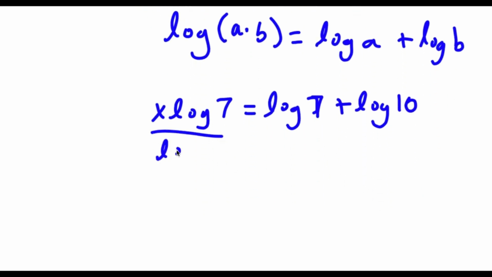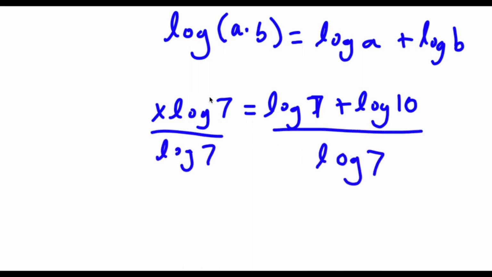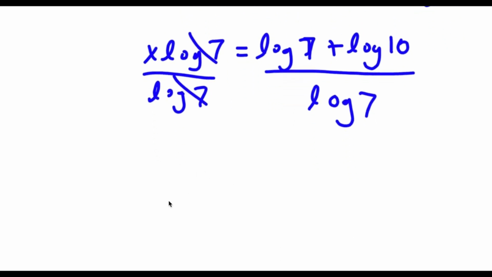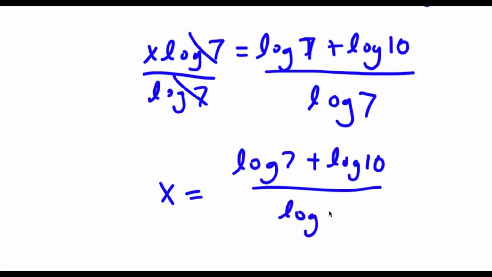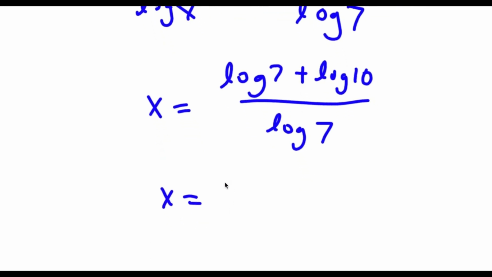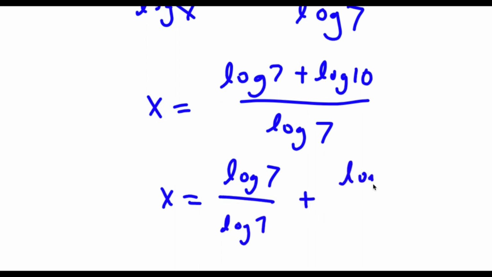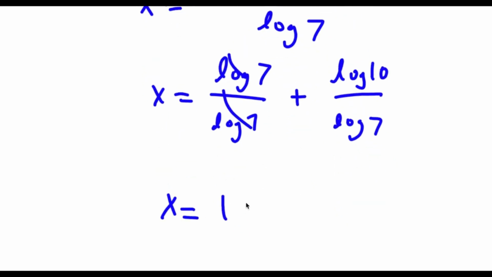Now I'm going to go ahead and divide both sides by log 7. So then these two are going to cancel out, and now I'm going to be left with x is equal to log 7 plus log 10 over log 7. Now this is the same thing as log 7 over log 7 plus log 10 over log 7. So now log 7 and log 7 cancel out, so now I'm left with x is equal to 1 plus log 10 over log 7.